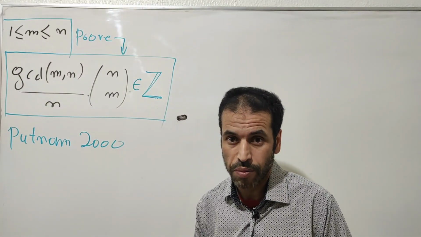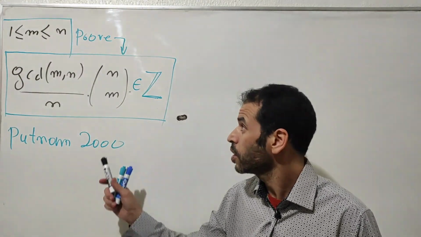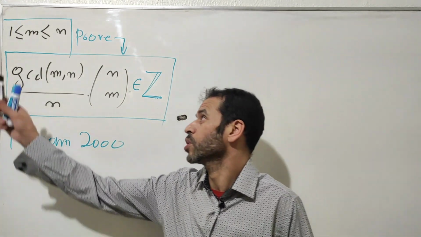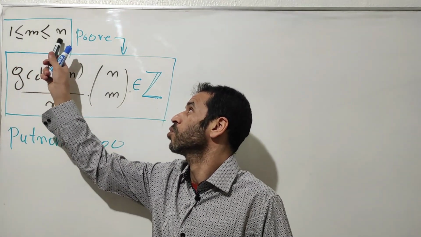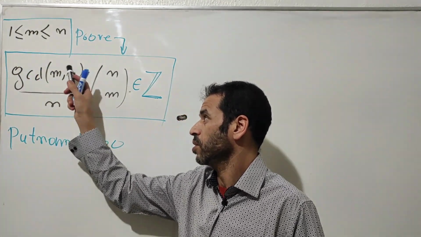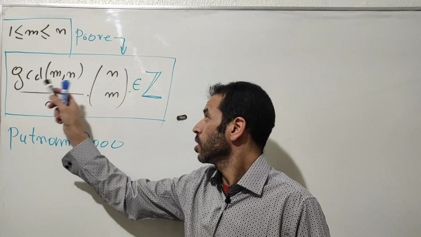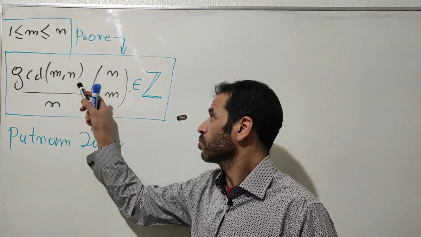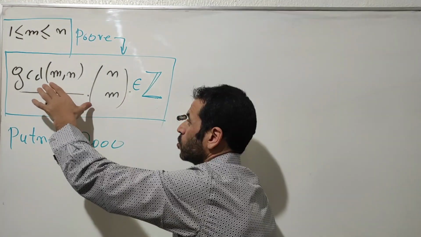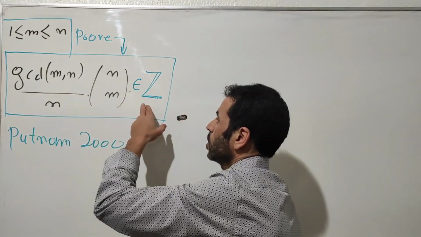This video is a nice problem coming from the Putnam 2000. Here is the setup: for all integers m satisfying 1 < m < n, our goal is to prove that GCD(m, n) over n, multiplied by n choose m, is an integer. So we are going to prove this combination is an integer.